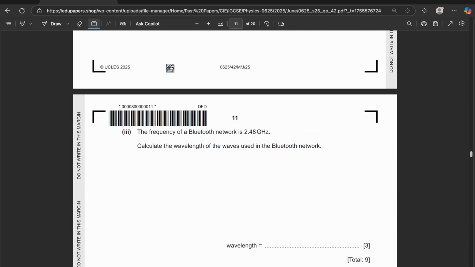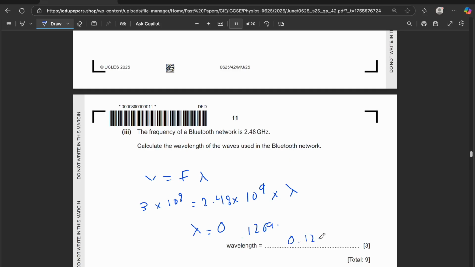3. The frequency of a Bluetooth network is 2.48 gigahertz. Calculate the wavelength of the waves used in the Bluetooth network. So we have this equation. v is equal to f lambda. So we know the speed. Frequency is 2.48, giga is 10^9. So wavelength will be 0.12096, and we can write 0.12 meters.